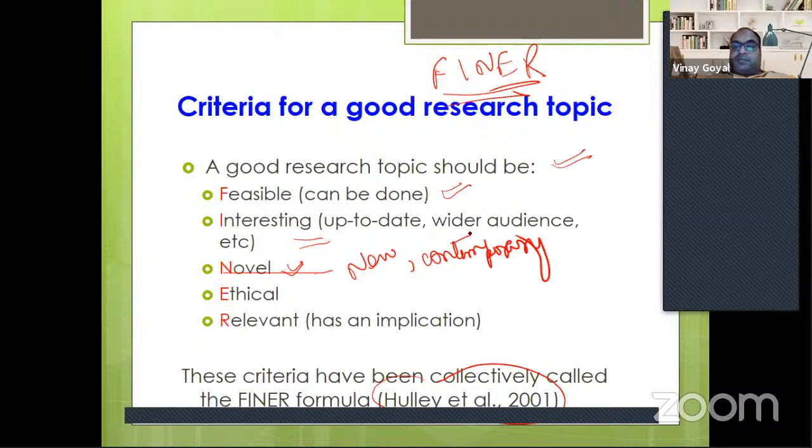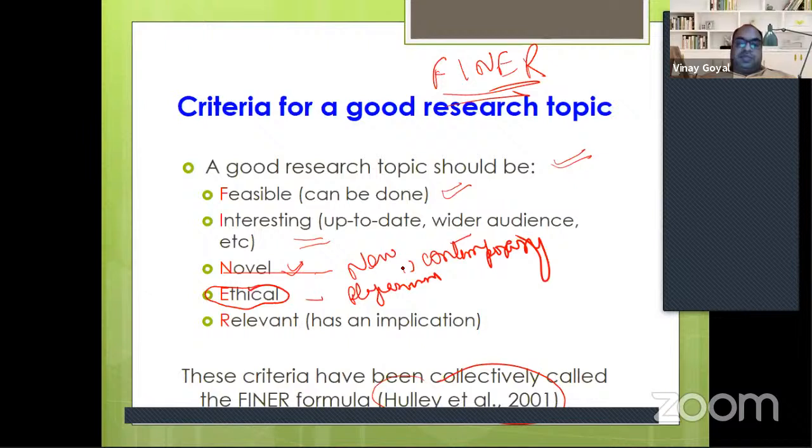One of the most important things in your research topic should be that it should be ethical. One of the things which we should keep in mind is plagiarism. Plagiarism is a serious issue in research these days. So we have to keep in mind that there is no plagiarism. We are not copying anything from the existing published studies. We are not copying the topic from some source. It should be our own. That has to be kept in mind.